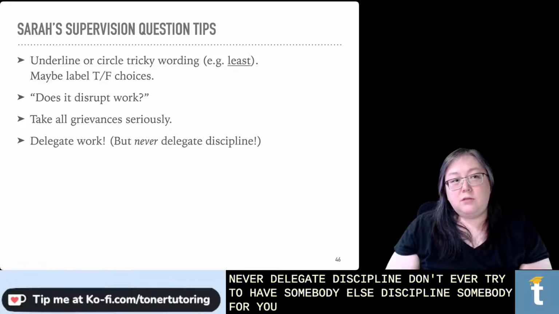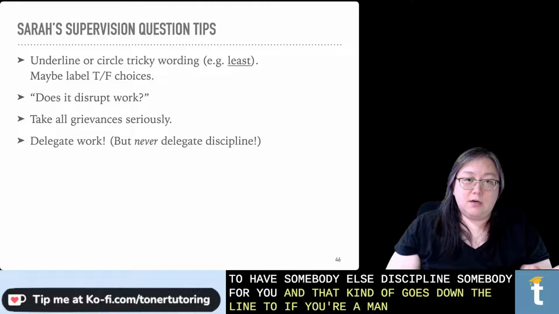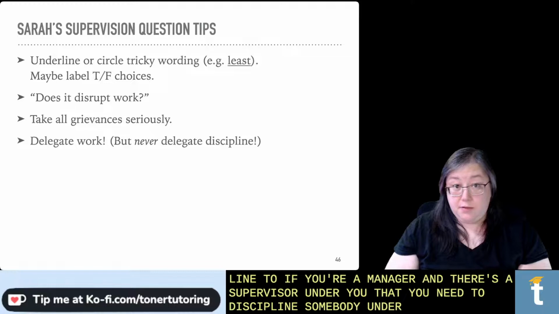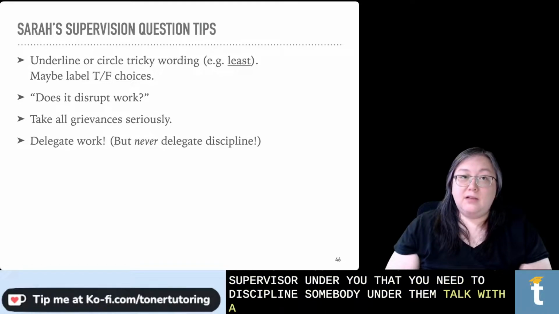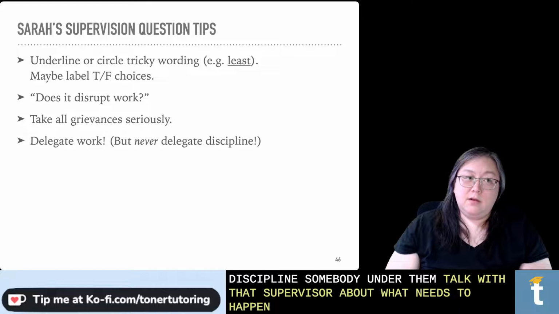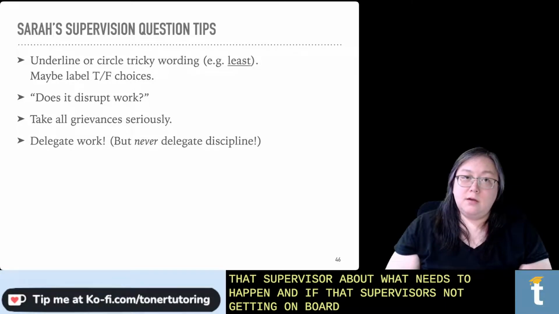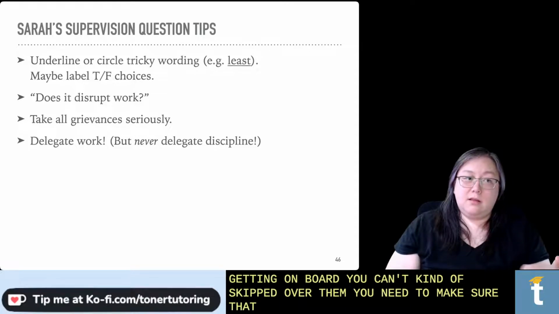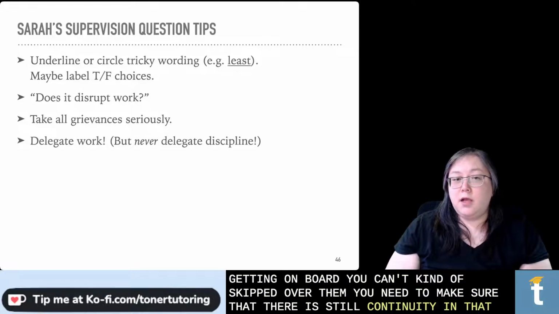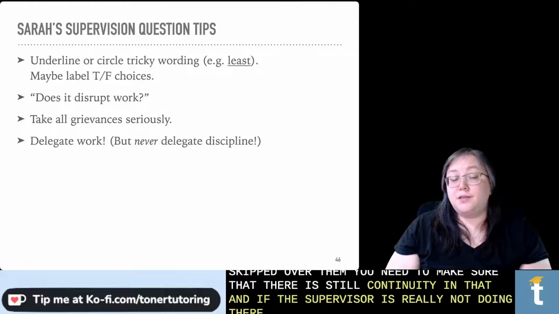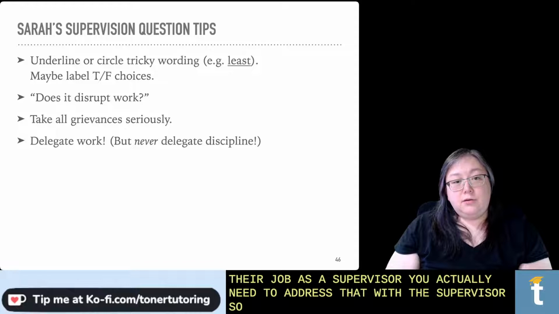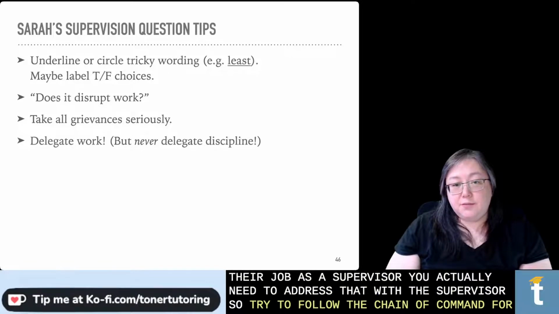And that kind of goes down the line too. If you're a manager and there's a supervisor under you and you need to discipline somebody under them, talk with that supervisor about what needs to happen. And if that supervisor's not getting on board, you can't skip over them. You need to make sure that there is still continuity in that. And if the supervisor is really not doing their job as a supervisor, you actually need to address that with the supervisor. So try to follow chain of command for delegating discipline.